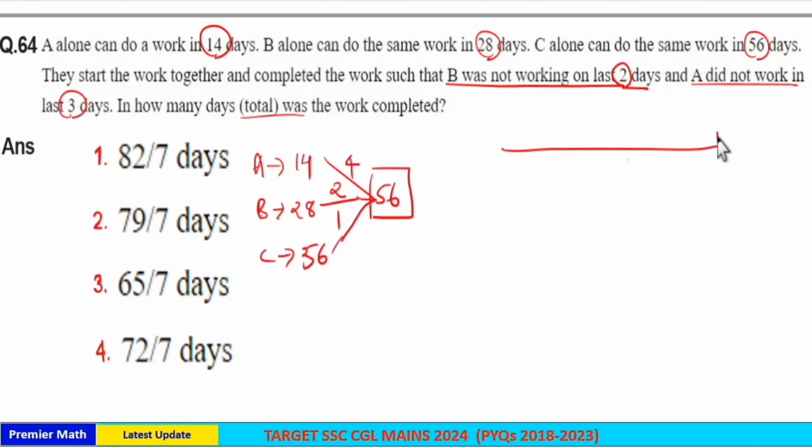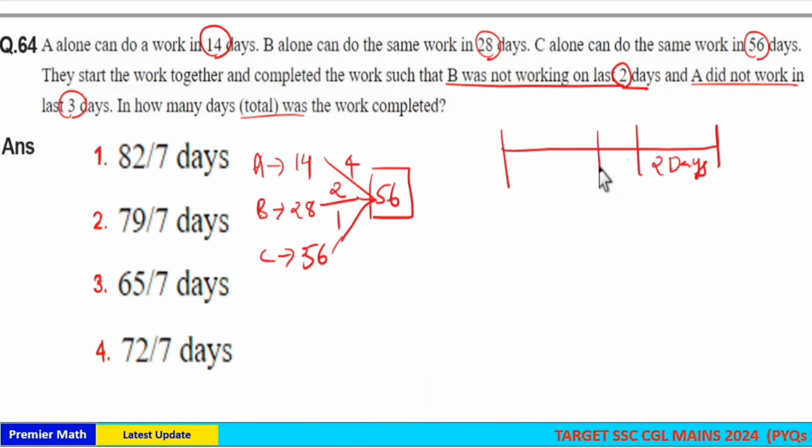Here C alone worked for all the days. B was not working in the last 2 days, and A did not work in the last 3 days. So in the last 3 days, A did not work.